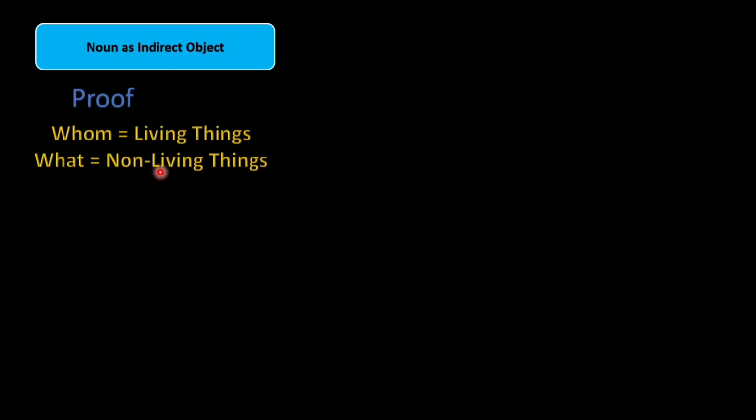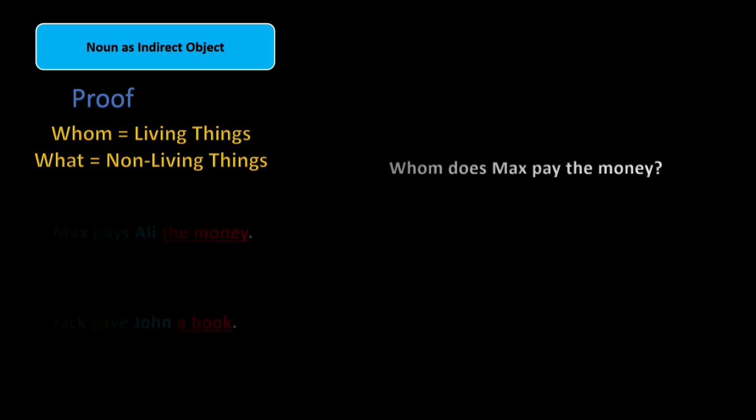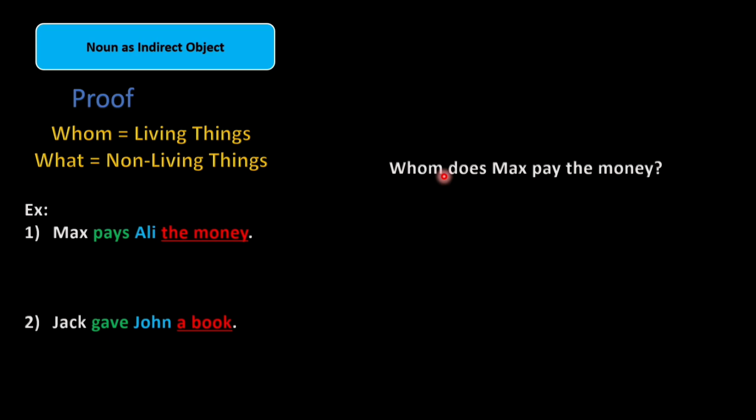How to understand whether it is direct or indirect. Again, you can ask yourself whom or what. Whom for living things and what for non-living things. Look at this: to whom does Max pay the money? What would the answer be? The answer is Max pays only the money, right? So here you see that the money comes after the verb. 100% it's a direct one.